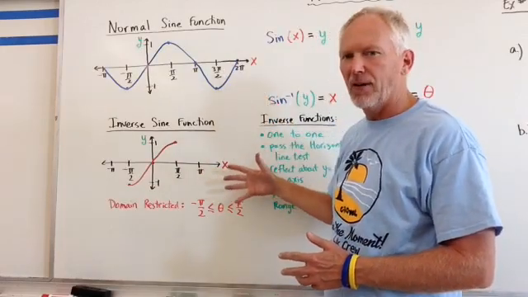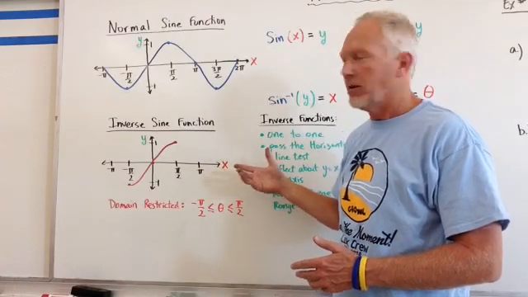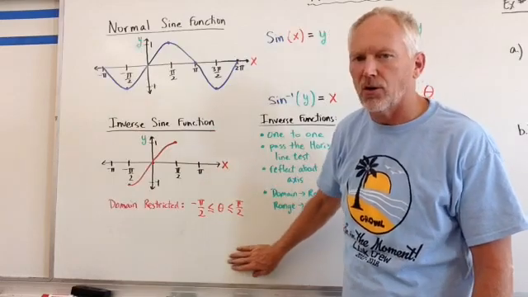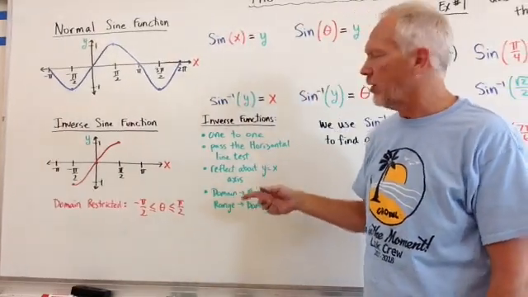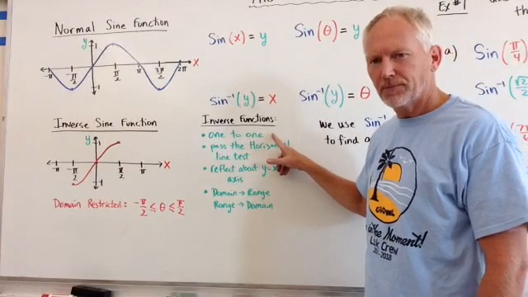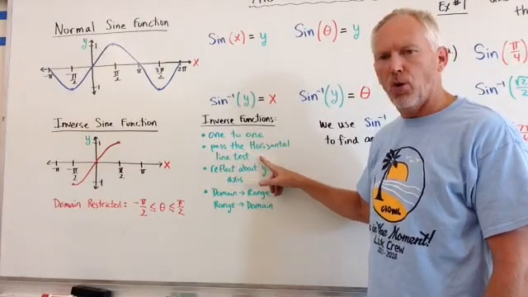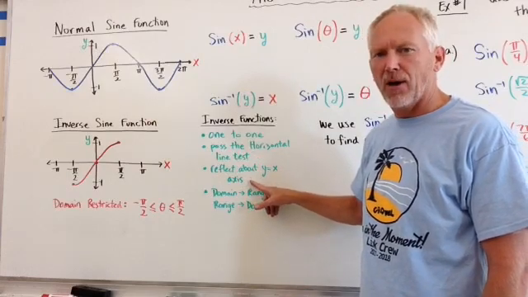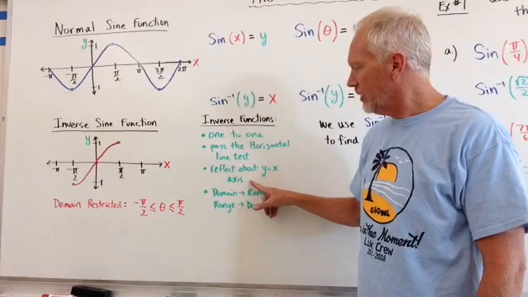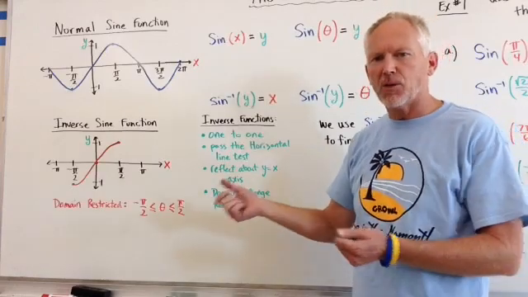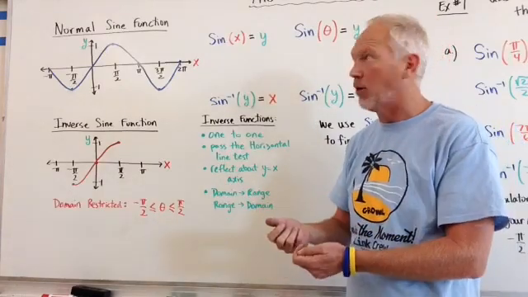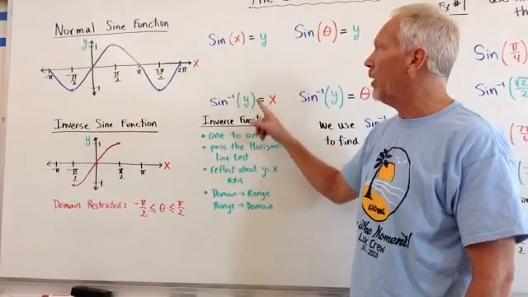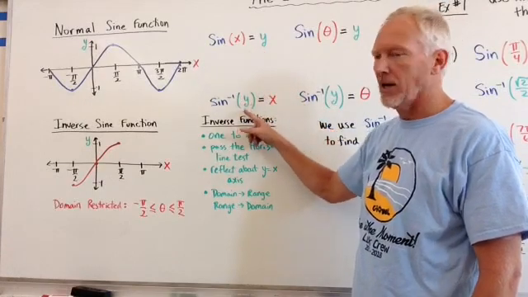As we start looking at the sine function, we have to understand that the inverse sine function has a few characteristics. One, to be an inverse, it has to be a 1-to-1. It also has to pass the horizontal line test. The other thing it has to do is reflect about the y equals x axis. And finally, the domains become the ranges, and the ranges become the domains. So what was an x becomes a y value. What was a y value becomes an x.